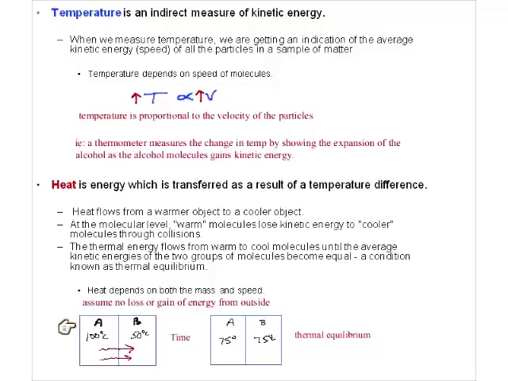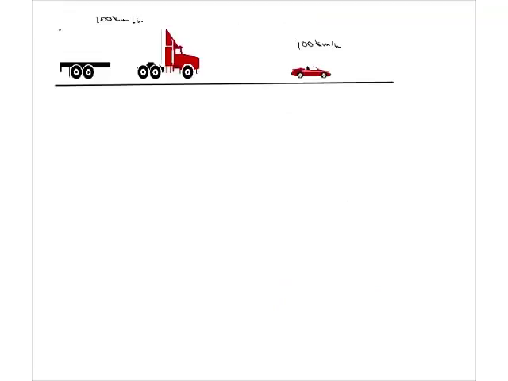All right? So heat then depends on not only how fast the particles are moving, but how many particles are there. So heat depends on both mass and the speed of the particles. Here's another example. We got two objects. Think of these as being molecules. We've got a molecule here that's really tiny, not very massive at all, and we got this very, very massive molecule. They're both traveling at the same speed. Therefore, they have the same temperature.